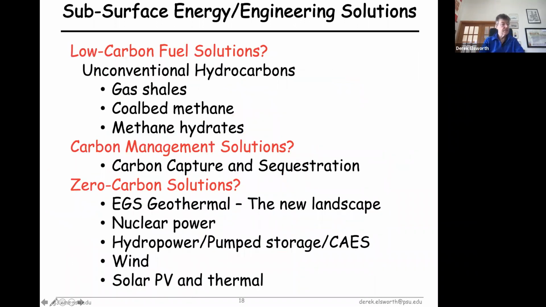In terms of subsurface resources, there are a variety of different options. Low carbon solutions are burning gas, and gas can come from shales, from coal by taking the gas only out of the ground, and from methane hydrates. Carbon management solutions involve pumping the flue gases underground and having business as usual. And then zero carbon solutions that we'll talk about here.